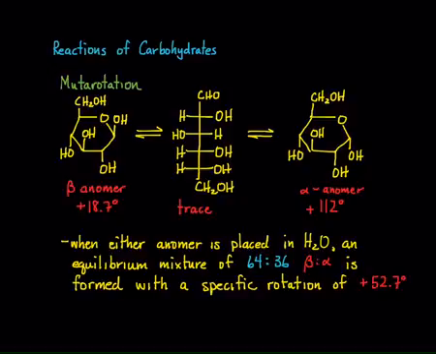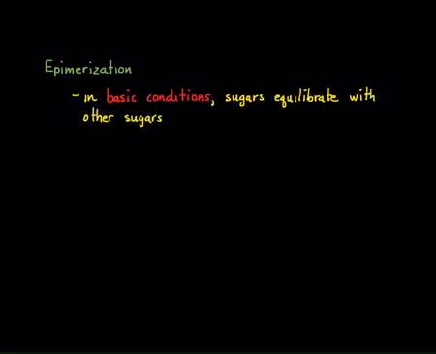So that's our first reaction, and of course, it certainly is a reaction, but it's an equilibrium process that's taking place. Now the second reaction is also a type of equilibrium, and it is called epimerization. And so what happens in epimerization is you form epimers of one another. Now this isn't under neutral conditions, it's actually under basic conditions. So it's important to understand the particular types of conditions.